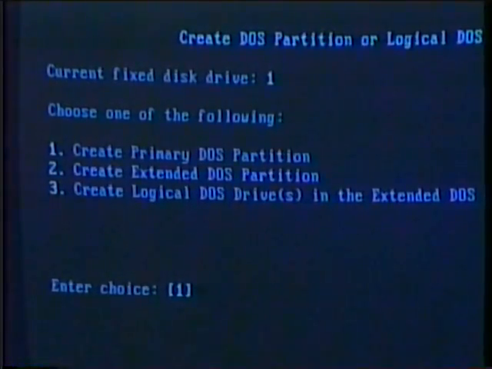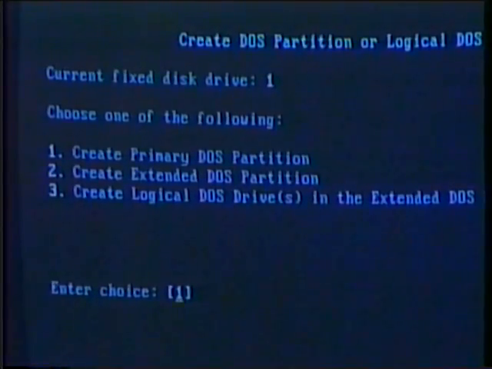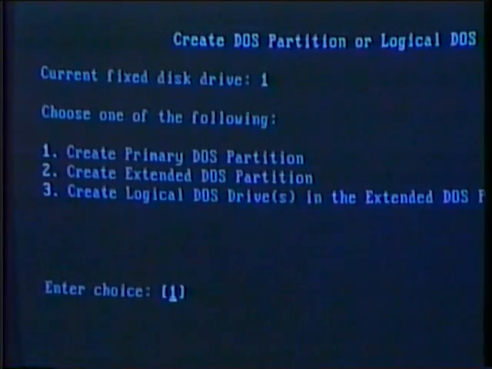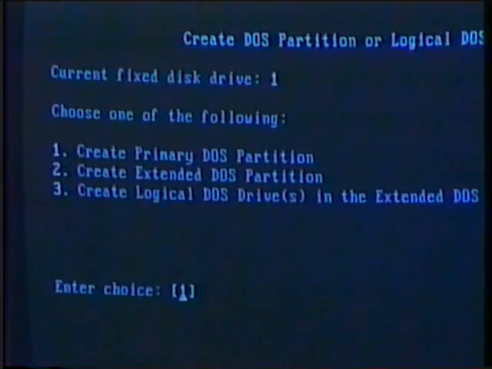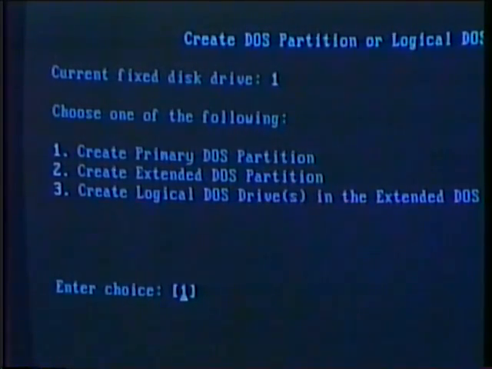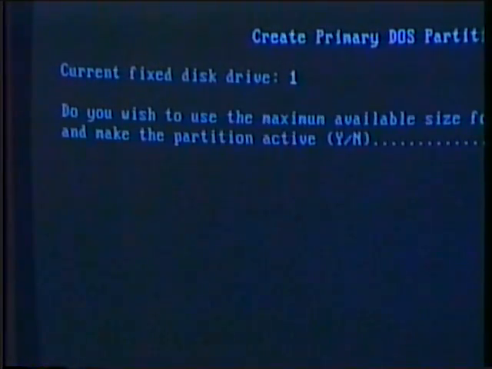It's giving me a new menu. The first option is create a primary DOS partition, create an extended, or create logical drives. In this case, we're going to create the primary DOS partition where we'll store DOS, and that will become where we boot from on this machine from now on. So it's option 1. That's already there. It's the default.